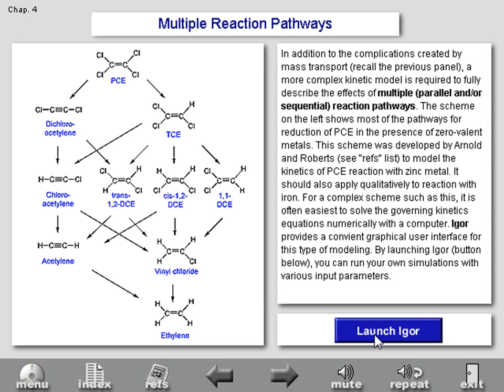Another modeling challenge is to incorporate the effect of simultaneous and parallel reaction pathways on the concentration of contaminants and their degradation products. An interactive version of such a model can be accessed by clicking on the button.